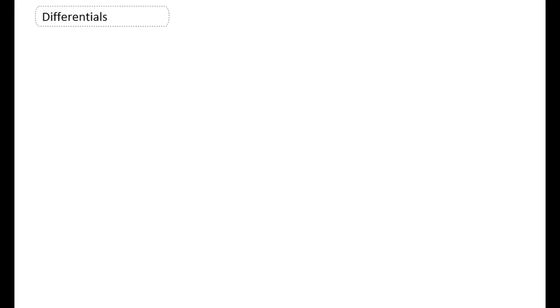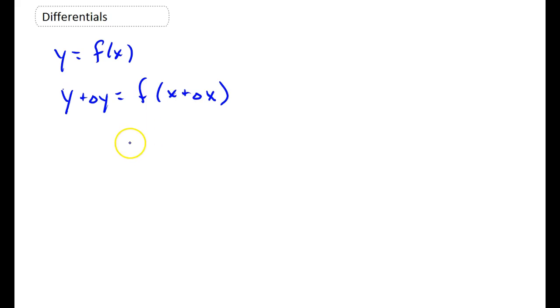Differentials. Okay, so let's think of a differential as a tiny change in a quantity. Let's say that we have a function f, and I'd like to know how much f of x changes if I add a tiny change to x. In other words, what is y plus delta y if I do f of x plus delta x? That can be kind of difficult to do. However, calculus lets us get a really fast and fairly easy approximation.